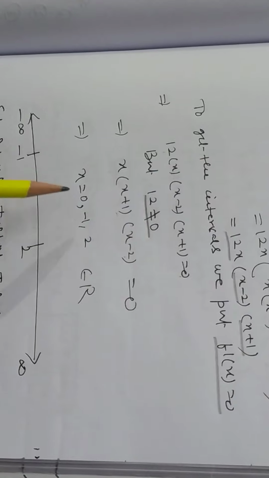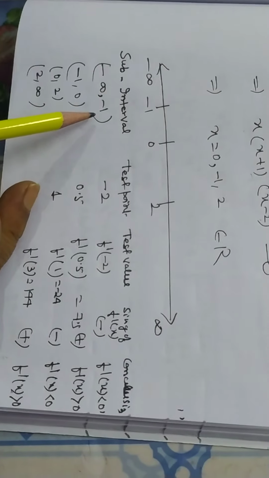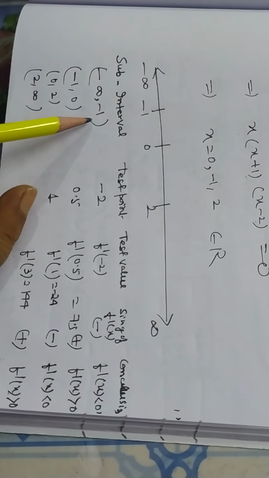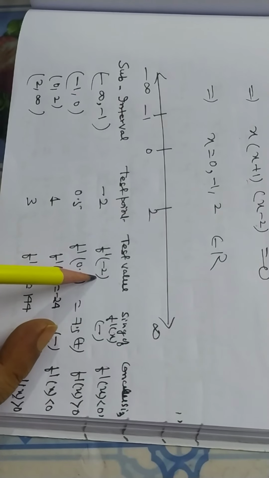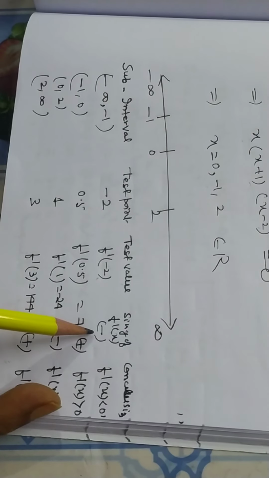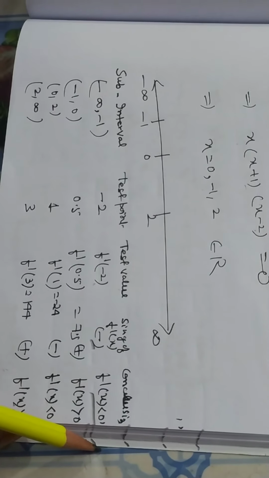Now we put all these points on the number line and find the subintervals. First subinterval is minus infinity to minus 1. Suppose the testing point is minus 2. Test value f dash at minus 2, sign of f dash x negative. So conclusion f dash x less than 0. Decreasing.